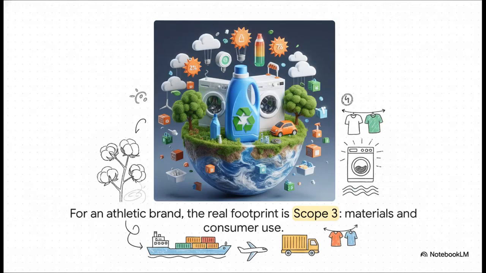This slide shows it perfectly. Think about a big athletic brand. The emissions from its corporate headquarters are pretty small, right? But what about the emissions from growing all that cotton, or the massive amounts of energy used in the overseas factories that actually make the shoes and clothes? And what about the energy you use to wash and dry those clothes over and over? All of that, that's Scope 3. It's often more than 90% of their total footprint.